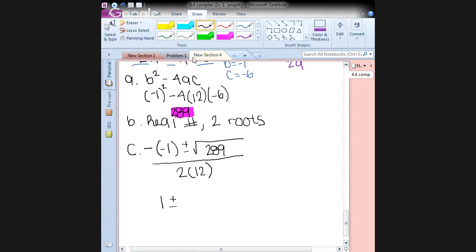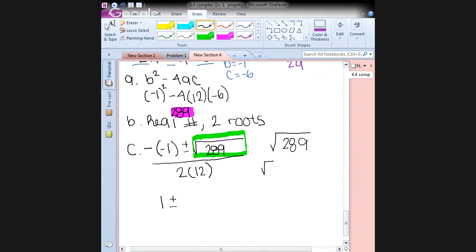So we need to try to simplify our square root right here. So on the side, I'm going to try to simplify it. Okay, so I'm going to try to find some perfect squares that would break down our 289. I'm going to start with our first perfect square, which is 4. I'm going to divide the number by 4, and that doesn't work. Then our next perfect square, 9. That doesn't work.